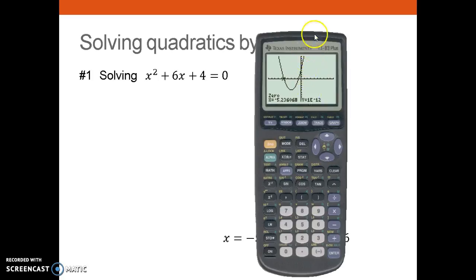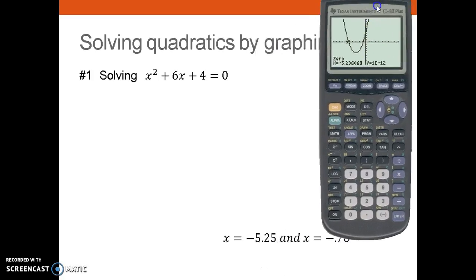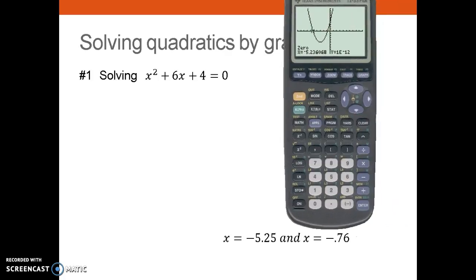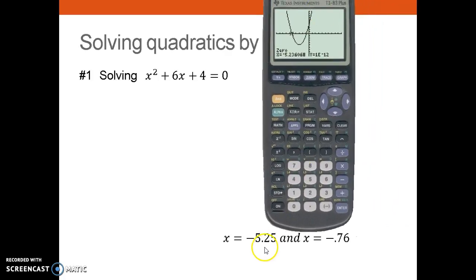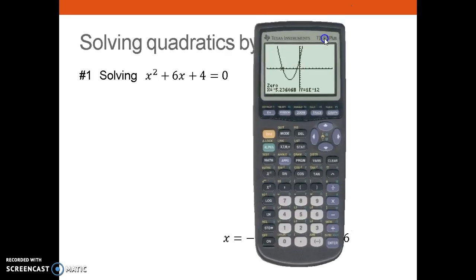And so we can see here, if I move my calculator over, if I round to the nearest hundredth, that my 2 solutions are negative 5.25, that's this point, and the other one was negative 0.76. And so I can actually solve these quadratic equations by graphing them on my graphing calculator.